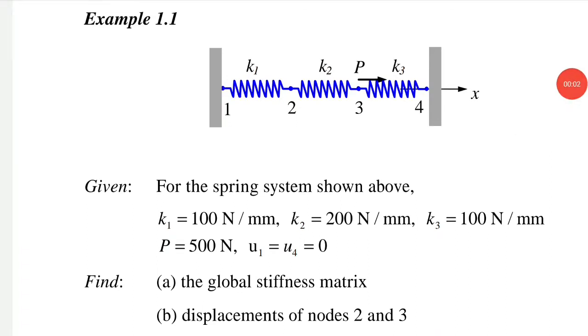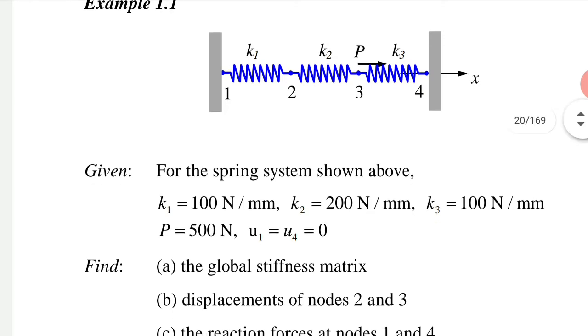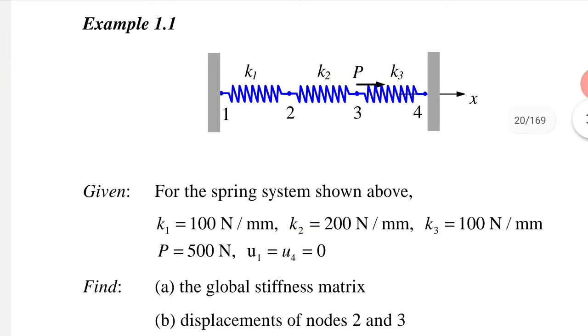Hello students. In the last lecture we have seen the analysis of the spring bar and its formulation. So now we are taking problem number 1 on the spring system. Here we have a spring system having 3 springs attached in series. K1, K2 and K3 are the stiffnesses which are given.